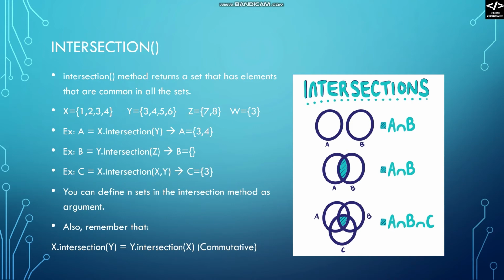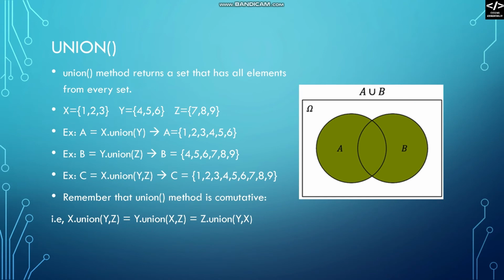Also remember that the intersection method is commutative. Therefore x intersection y is equal to y intersection x always, or x intersection y intersection z is equal to y intersection x intersection z. Okay, moving on to union.